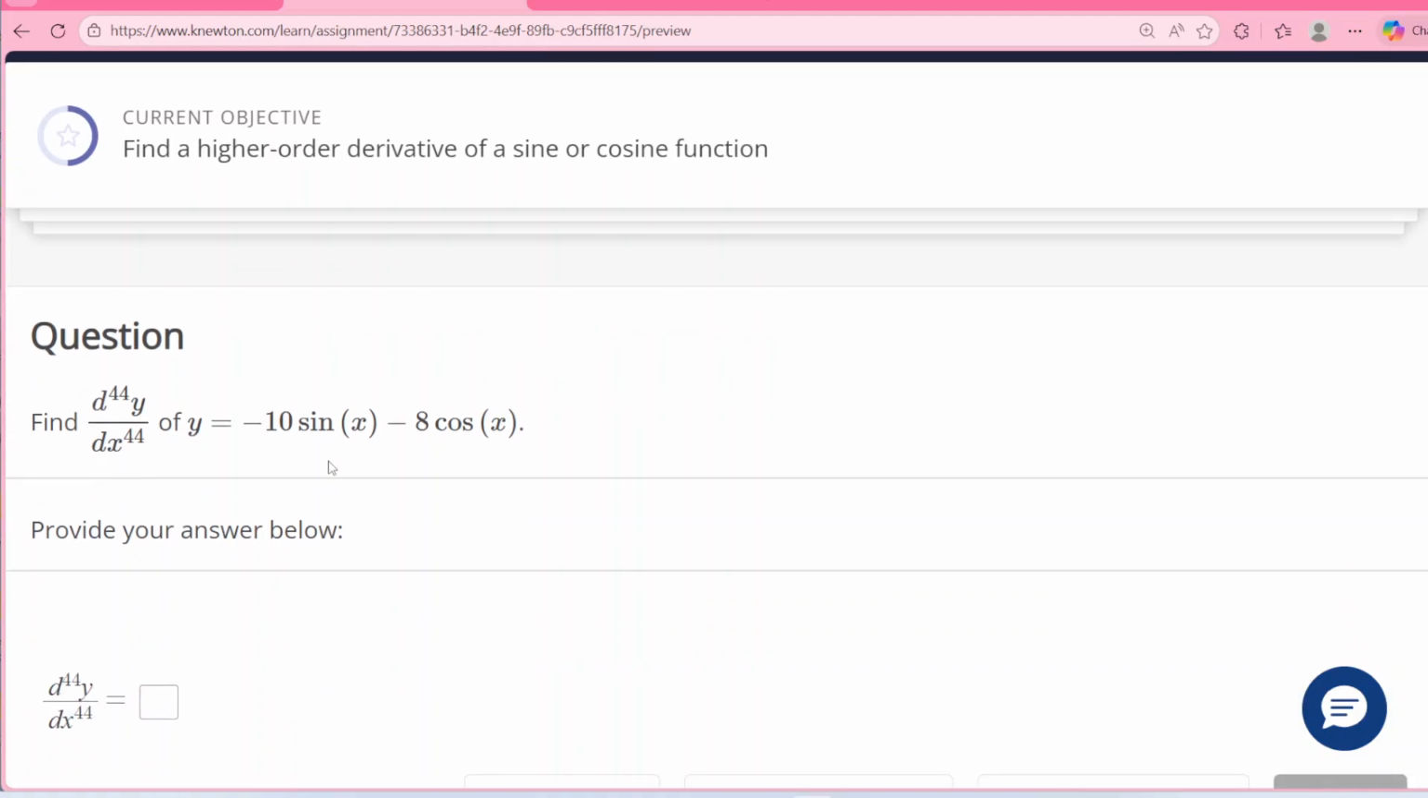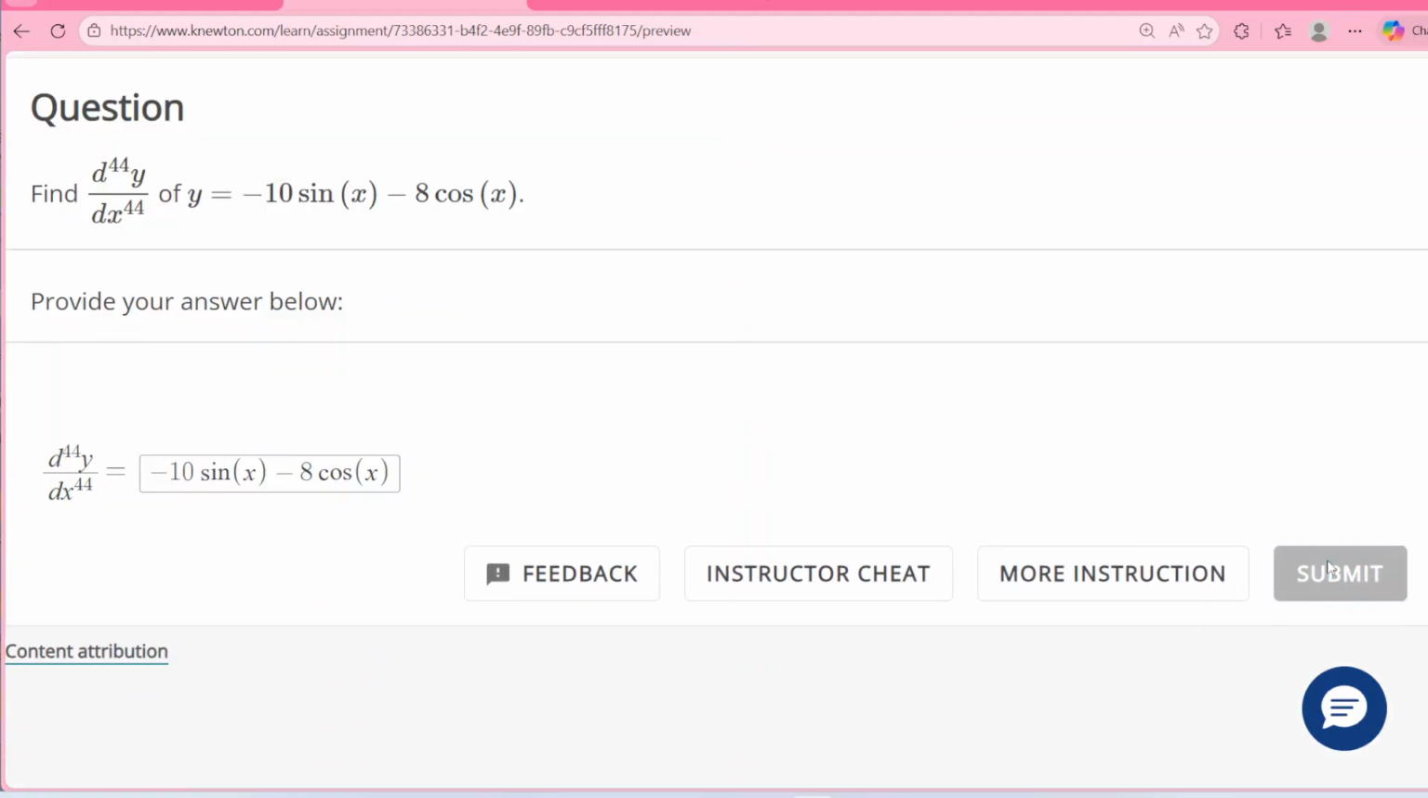Once again, now this one has, and you go term by term here. All right, so remember 44 is a multiple of 4. Remember for the sine and cosine, if the derivative you're taking is a multiple of 4, the remainder is 0 when you divide by 4, you're right back to the beginning. So the 44th derivative of sine is sine. The 44th derivative of cosine is cosine. So this is just going to stay the way it is. The 44th derivative of this function is itself, negative 10 sine x minus 8 cosine x. All right, real simple, that one.